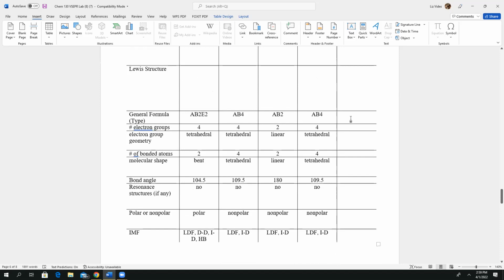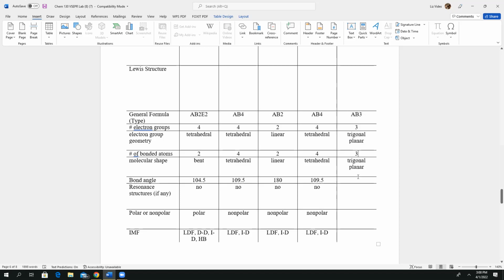NO3 negative. Now, NO2 positive, NO3 negative, they're going to be different. So this is AB3. This one is going to be 3. So that means this is a trigonal planar. All right, since it is a trigonal planar molecule, we are going to copy that because that's what this is, because we still have 3 bonded atoms.